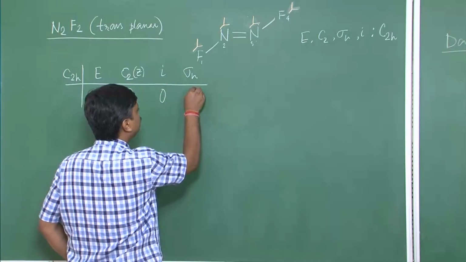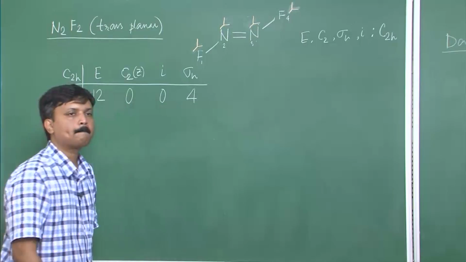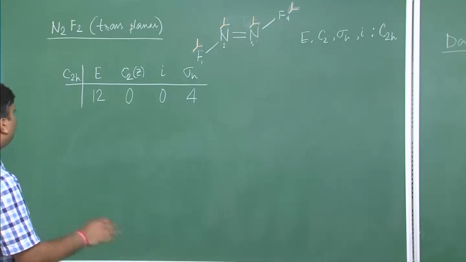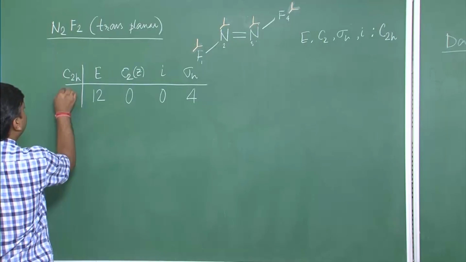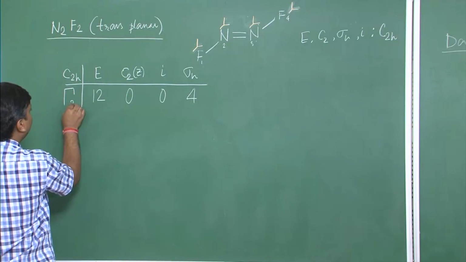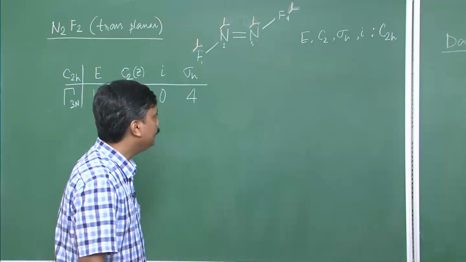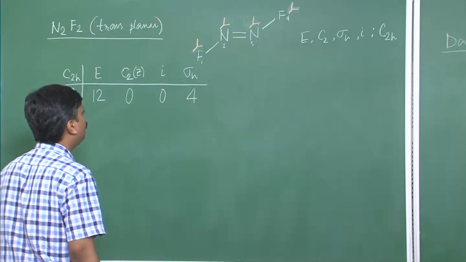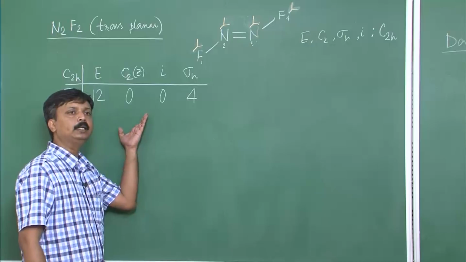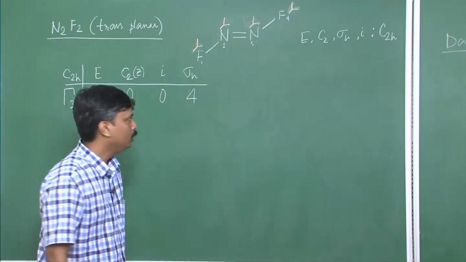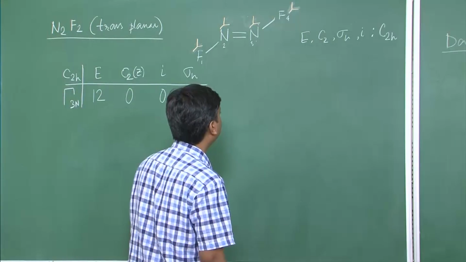So this is what I get as my representation, and we have got this representation based on the 3n Cartesian coordinates, so I will name it gamma 3n. In the next step, I have to see whether it is reducible or irreducible. So how do I know if it is reducible?